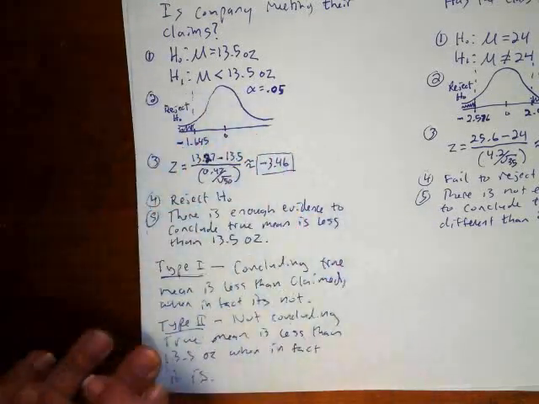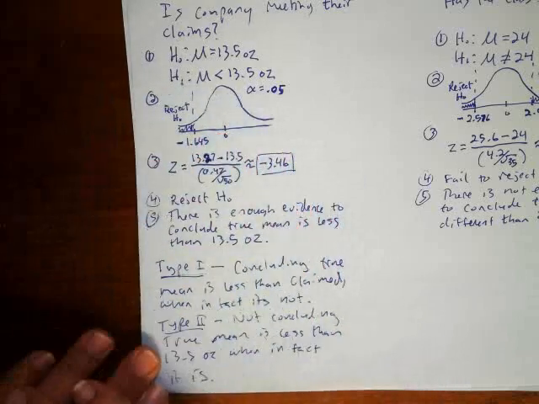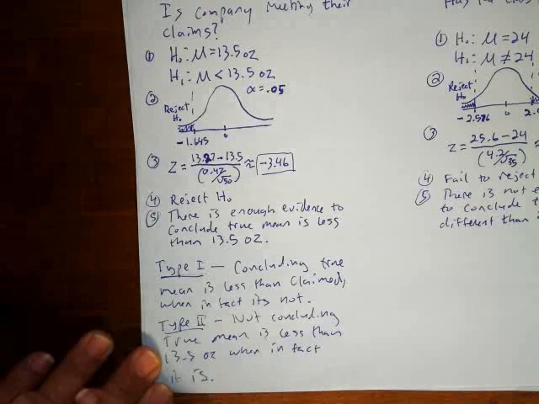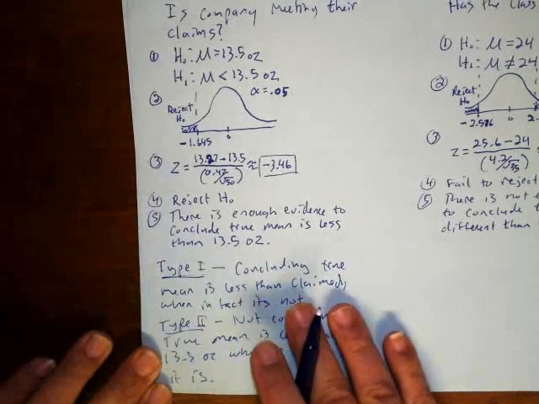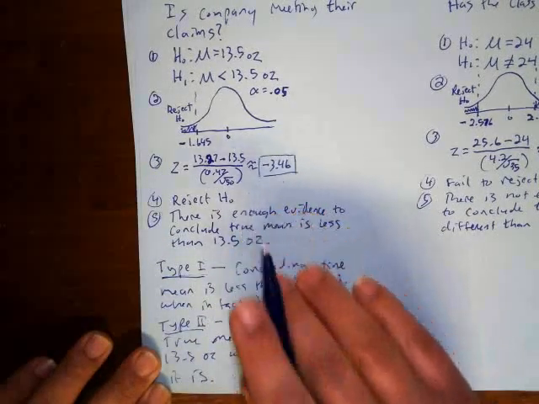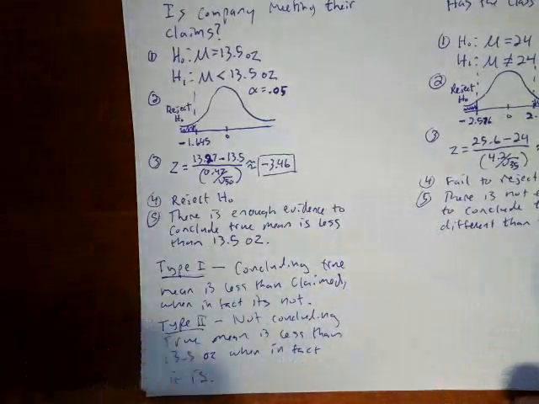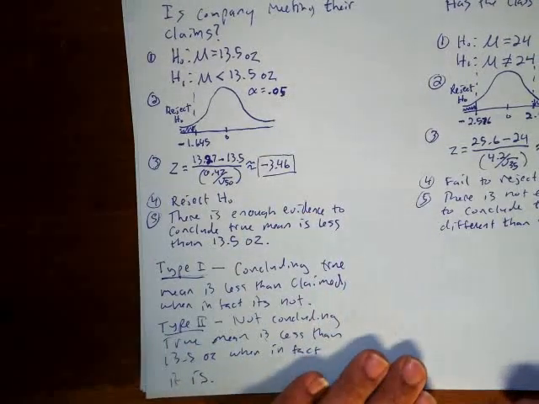You run the risk of committing the type 1 error, but in this case, you don't have to worry about that because it's so far below, so far into the rejection region, that it's very clear that the true mean is less than what the company claimed. In a sense, we caught the company red-handed. Okay, the numbers give you very, very strong evidence to conclude that. Okay, that's kind of the idea.